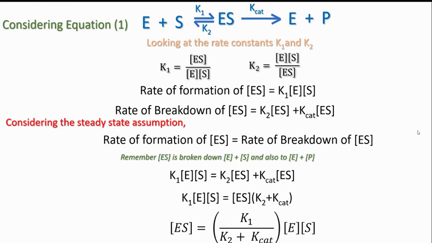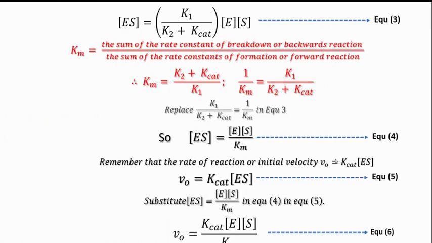I've explained that. Now, when we equate these two, the rates of formation and breakdown, we have that K1 multiplied by enzyme concentration multiplied by substrate concentration will give you K2 multiplied by ES complex plus K cat multiplied by ES complex. So you go down and you find out that ES is equal to K1 over K2 plus K cat, all multiplying enzyme concentration multiplied by substrate concentration. Now that is our equation 3.